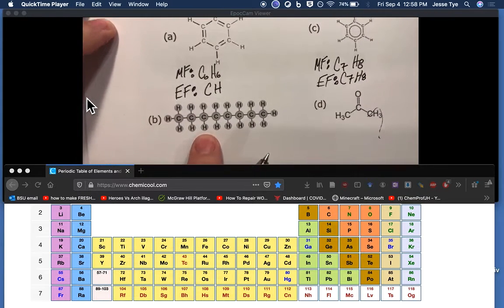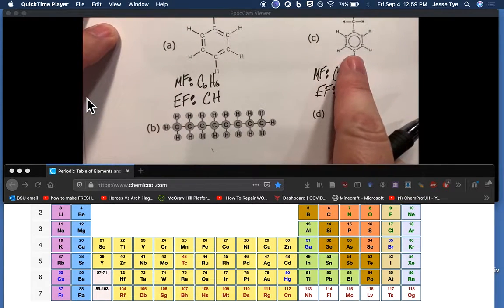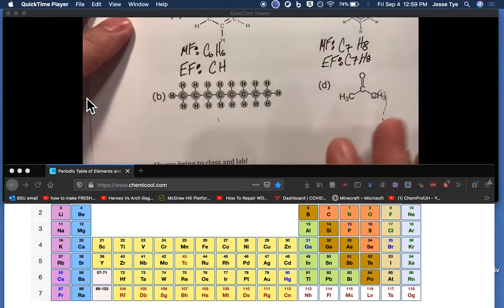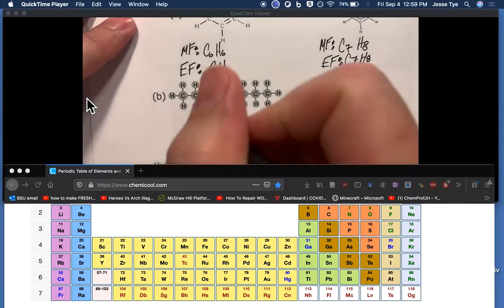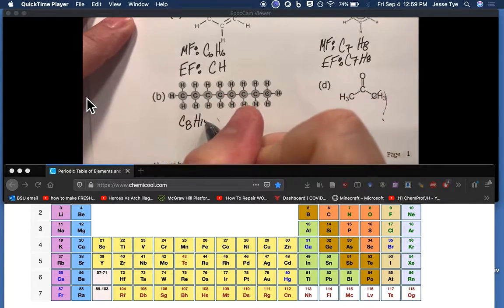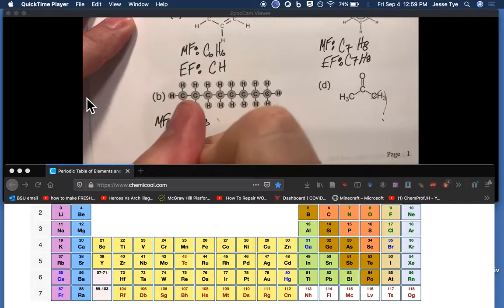You also could see this kind of representation. So I had up here just atoms and lines, but you could also have something like this where we're trying to look a little bit more like the real molecule. Again, you just want to do the same thing. Count. There's 1, 2, 3, 4, 5, 6, 7, 8 carbons. And there's 2, 4, 6, 8, 10, 12, 14, 16, 17, 18 hydrogens that's there.